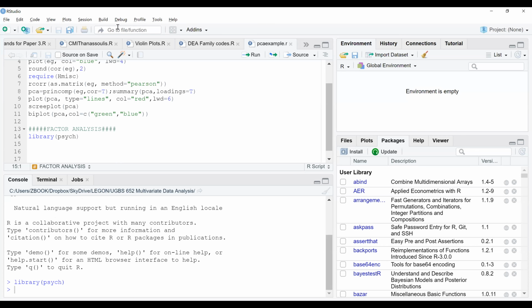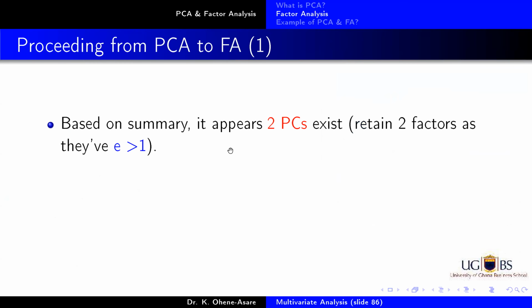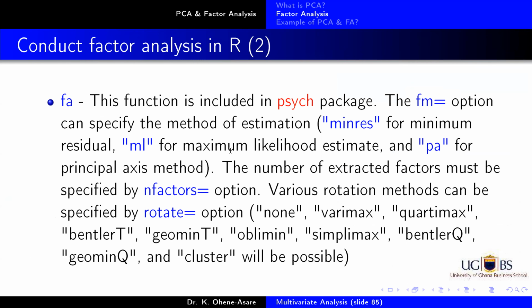Now, let me take you back to the instructions we were having. And so the package is psych. We've invoked that package. Now, the function I'm going to use, you're going to see down here. And inside that function, there's something you will specify called fm. It is an option that specifies the method of estimation.